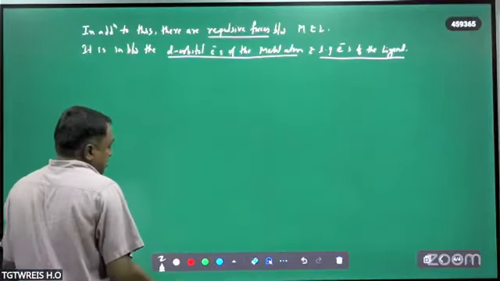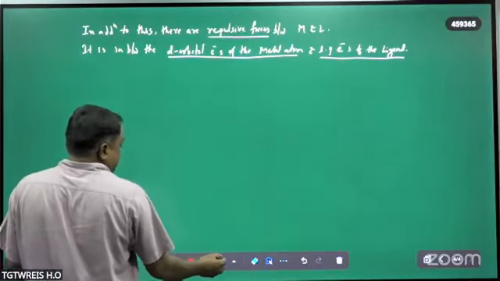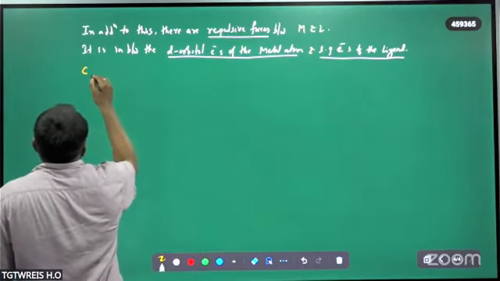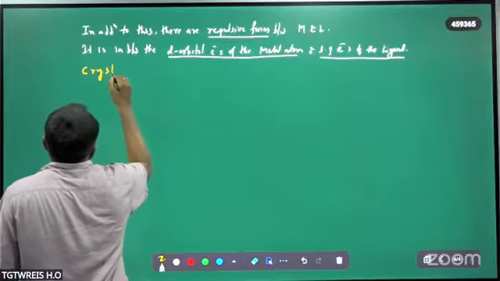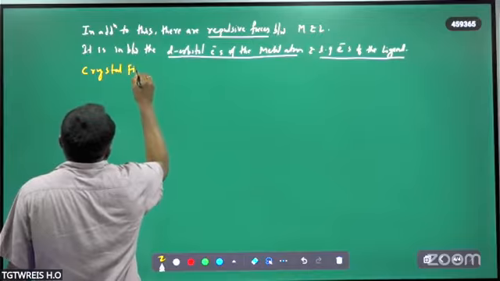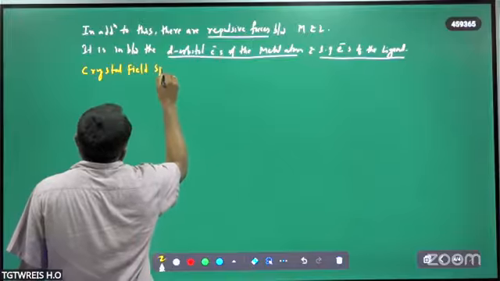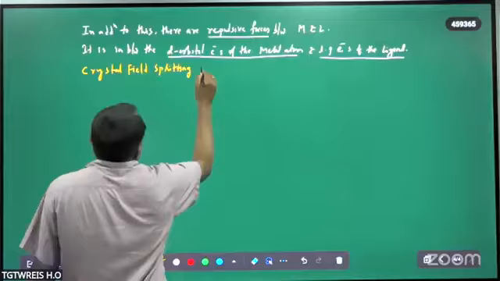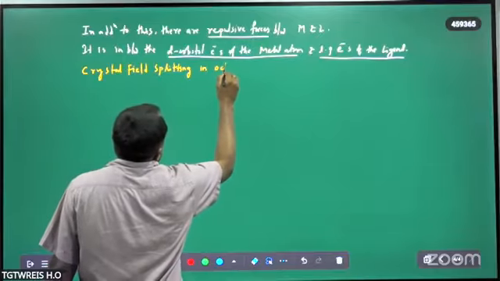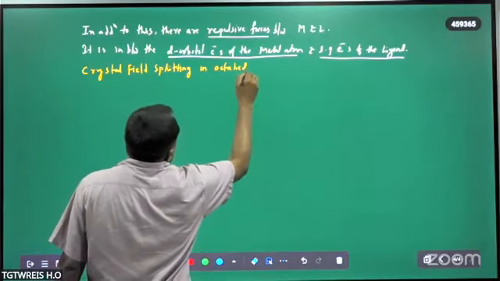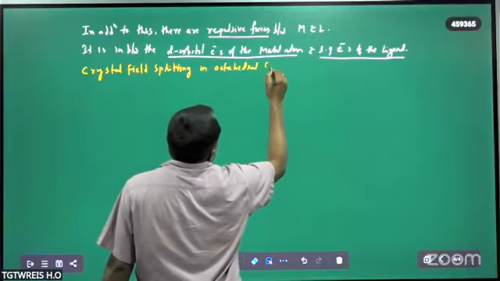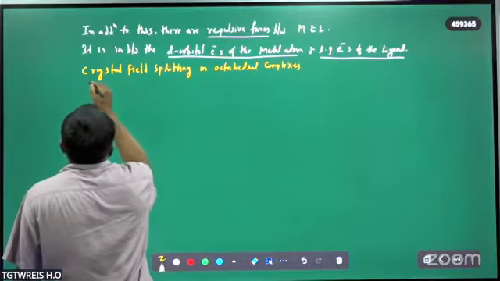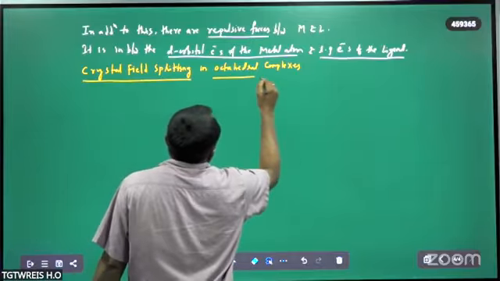Now we are going to discuss crystal field splitting. So what is meant by crystal field splitting in octahedral complexes? Before we discuss this, first you have to know the shapes of d orbitals.